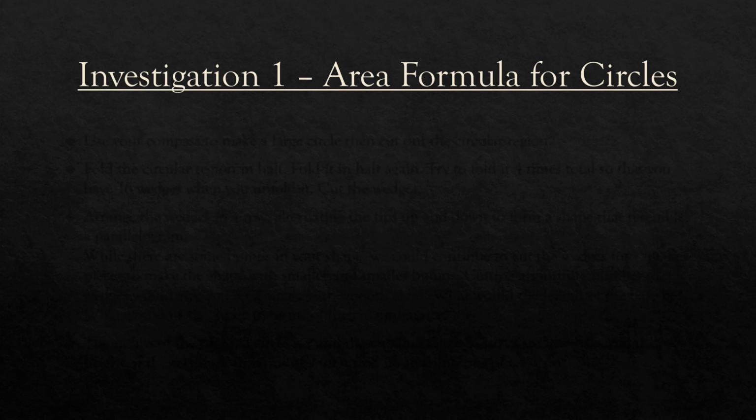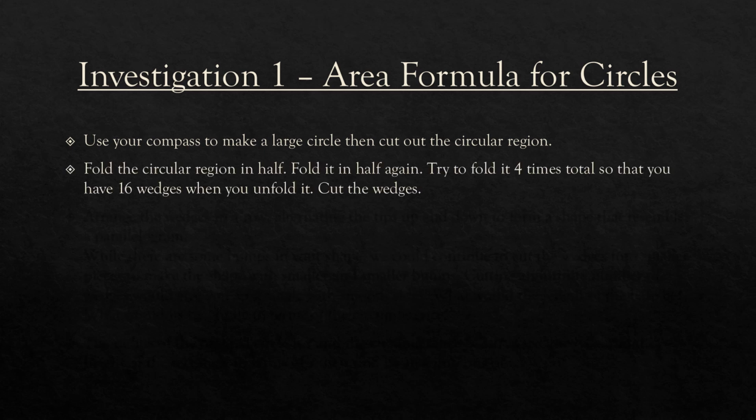Our first investigation is going to show us how a circle can be like a rectangle when we measure the area. So use your compass to make a large circle, then cut out the circular region. Fold your circle in half and then in half again. Try to fold it 4 times so that you have a total of 16 wedges when you unfold it.